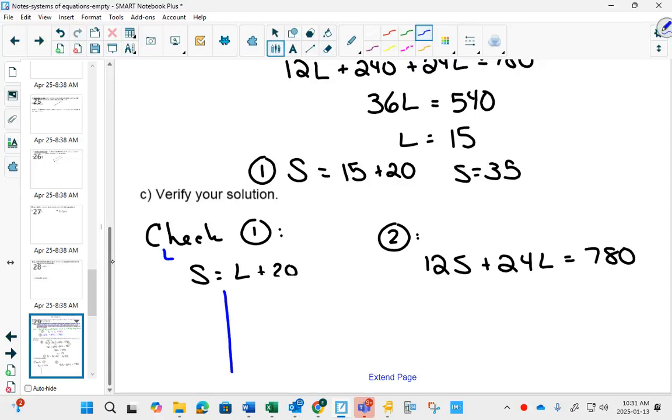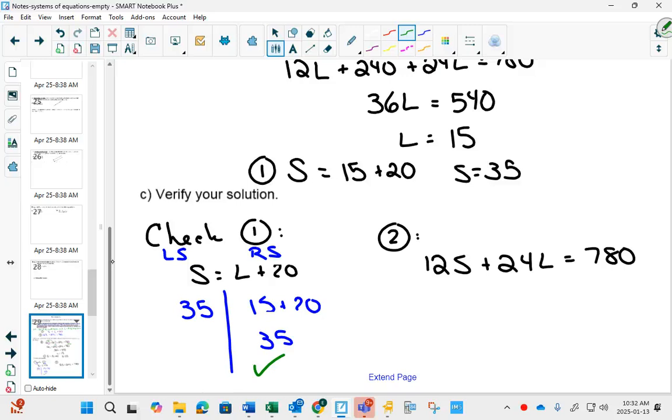say, this is the left side of your equation, this is the right side of your equation. Since you're verifying, you don't know if they're equal. You want them to be equal, but we're verifying, so we draw a line instead. Then you plug in 35 on this side, you plug in 15 on this side. And only if they're the same can you add that check mark.